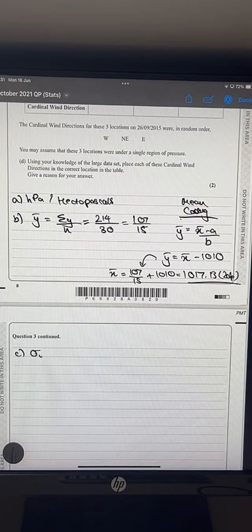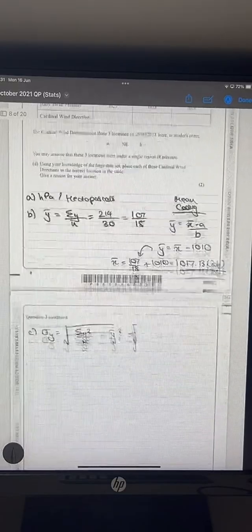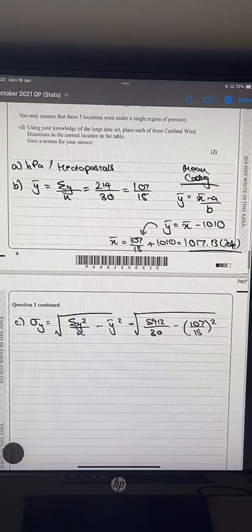So the standard deviation for y, which we can figure out, the formula is the sum of y squared over n minus the mean of y squared, all square rooted. That is equal to, what is that? 5912 divided by n, which is 30, minus 107 over 15 squared. Notice I've used the exact answer of that. And I get 12.09 and so on.